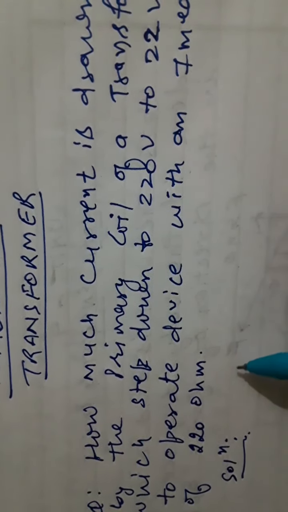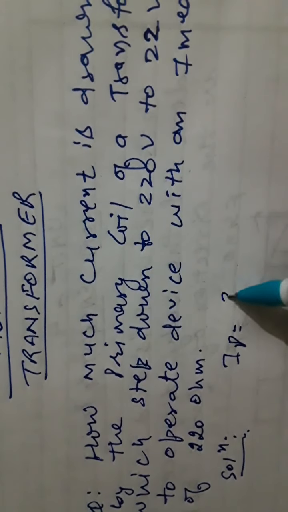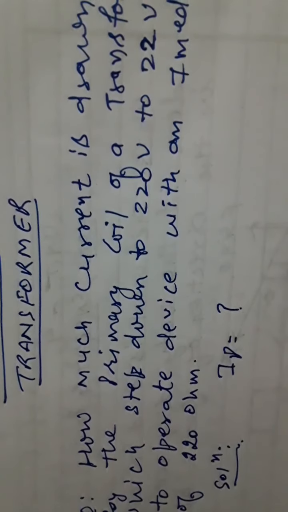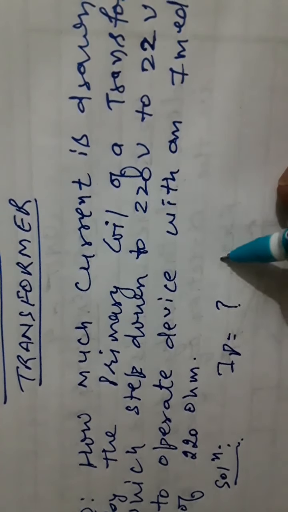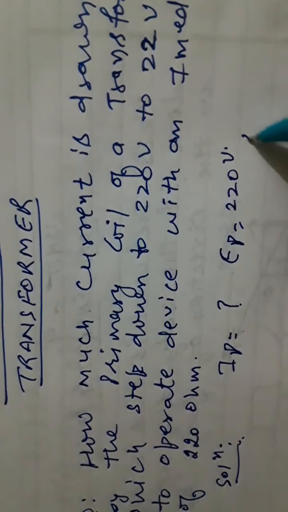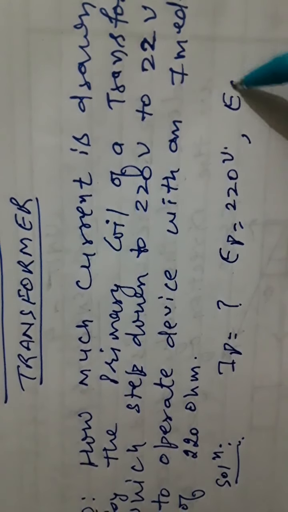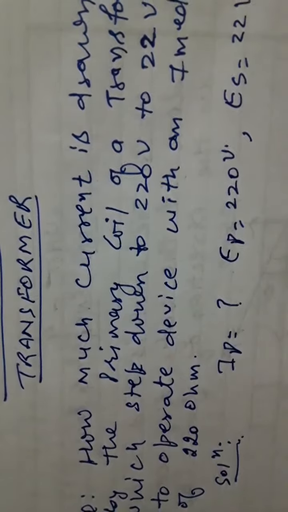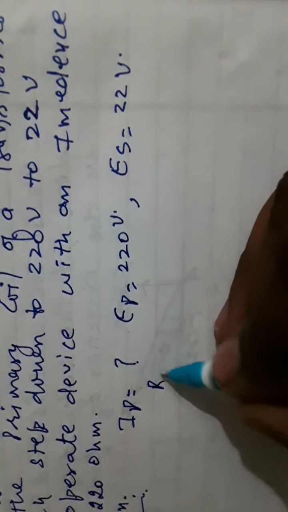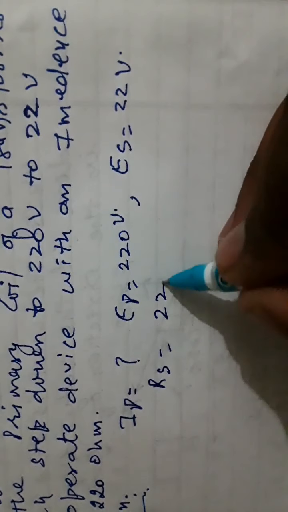We have to find the current in the primary coil, IP, and it is given that voltage in the primary is 220, voltage in the secondary is 220 volt, resistance in the secondary is 220 ohm.